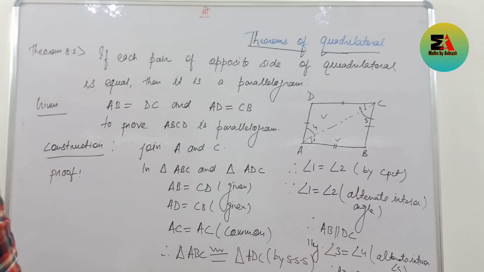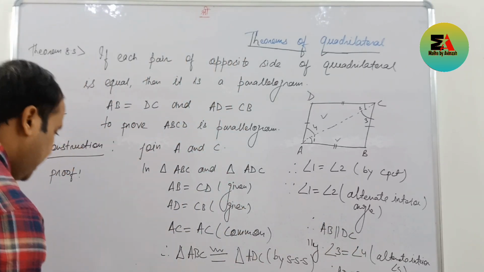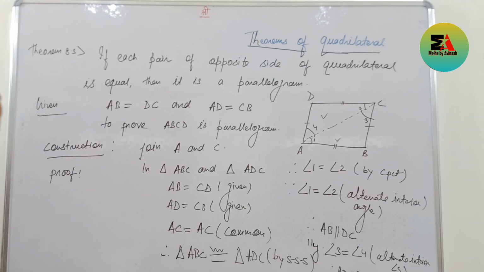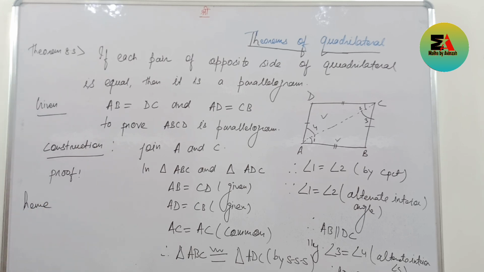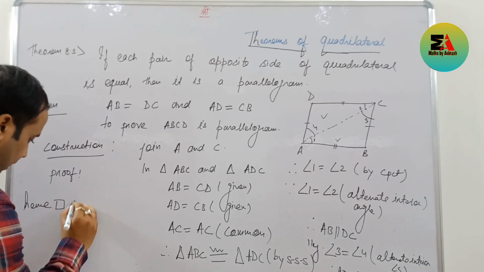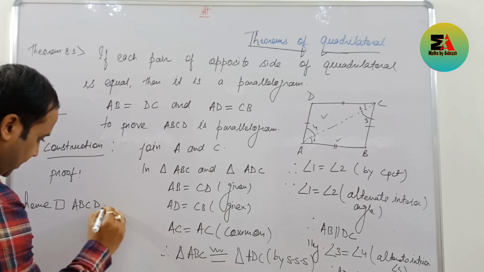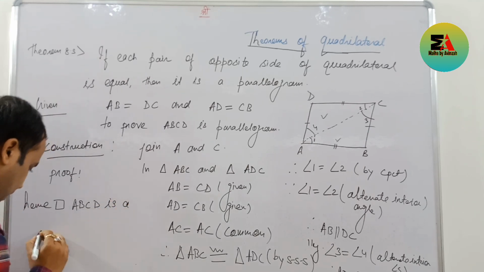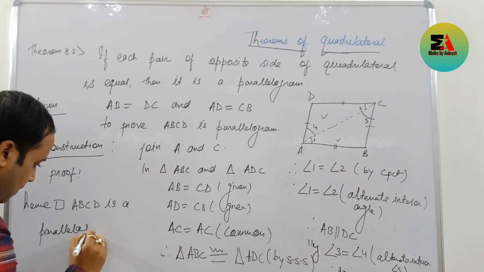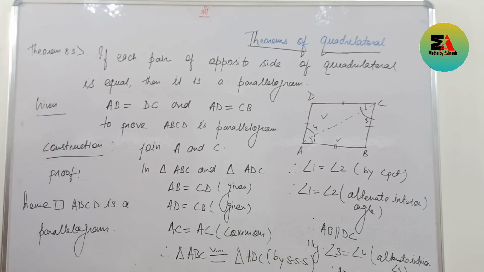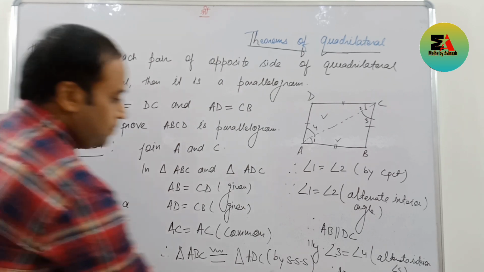When both pairs of sides are parallel, then what we said? Hence, here I have to write the final conclusion. Hence, quadrilateral ABCD is a parallelogram. I hope this concept is clear.